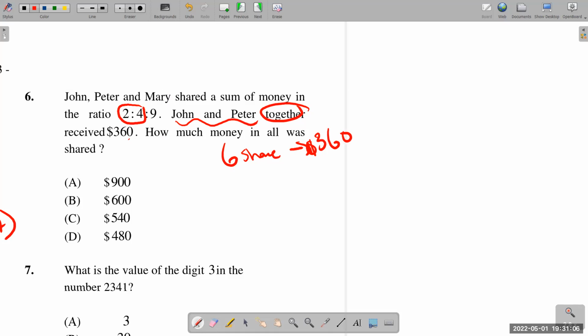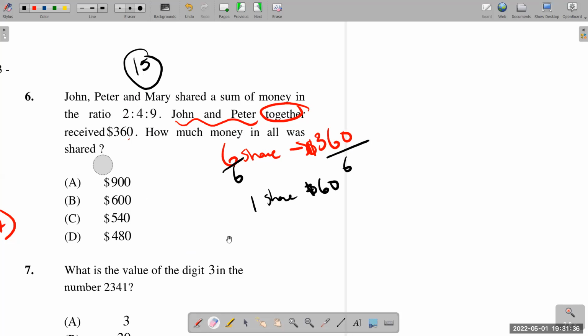You see that? And just like what we do all the time, we find one share. And you see, this is an easy calculation. So one share is what? $60. And what they asked for, how much money was shared in all? So that's the total. How many shares did they have in total? That's what, 15? They say in all. How much money in all was shared? So you have to multiply by 15. 60 by 15 is $900.